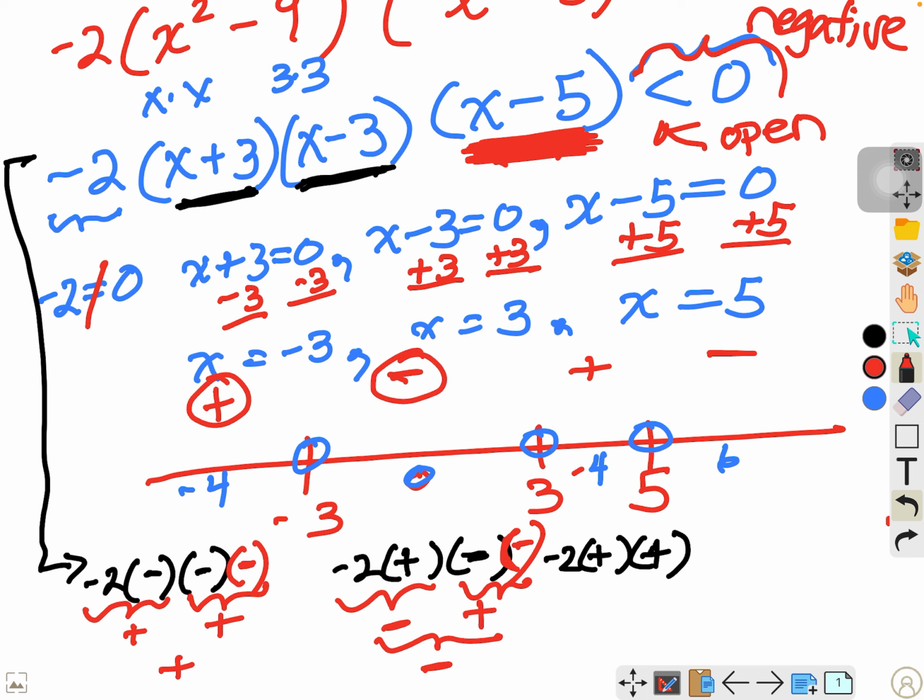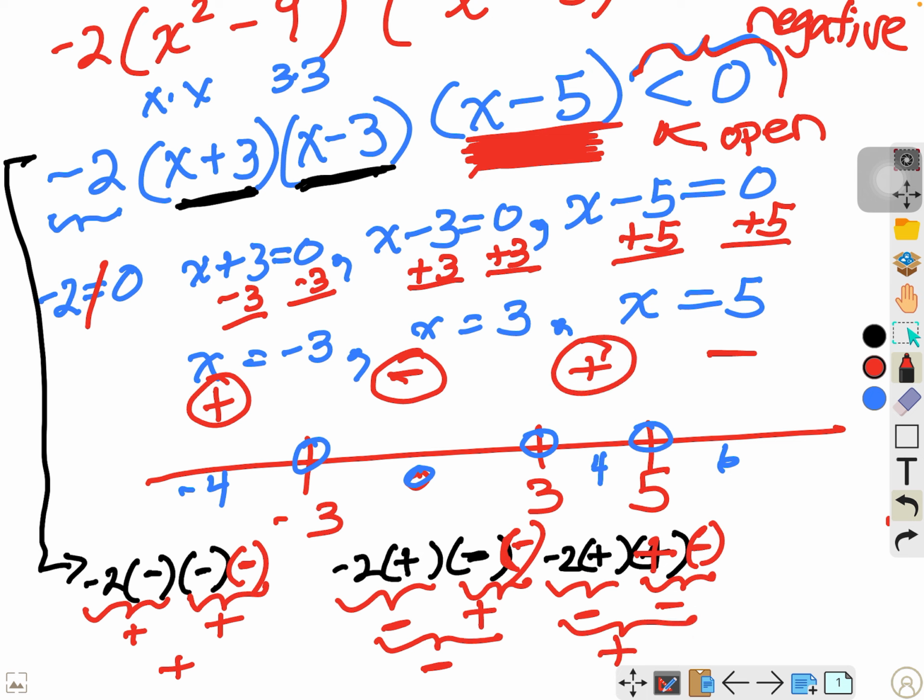And our third region, we were missing the minus 5. So let's plug in 4. Actually, 4 minus 5. That's going to give us a negative. Okay? So negative times positive is negative. Positive times negative is negative. And negative times negative is going to be positive. So this region is positive.